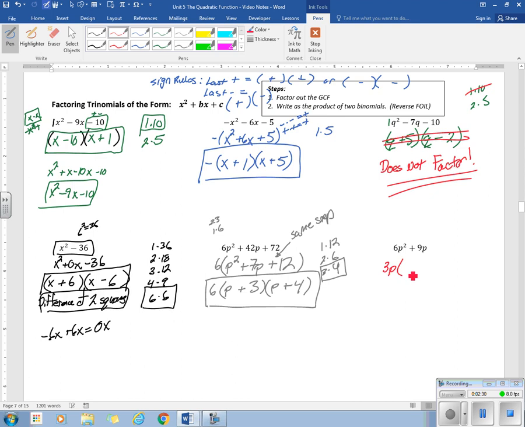So 3 times what is 6? 2. Well, p times what is p squared? p. Plus 3 times what is 9? 3. p times what is p? Well, that's a 1. So we don't have to pull anything else out for that one. We just undistributed.